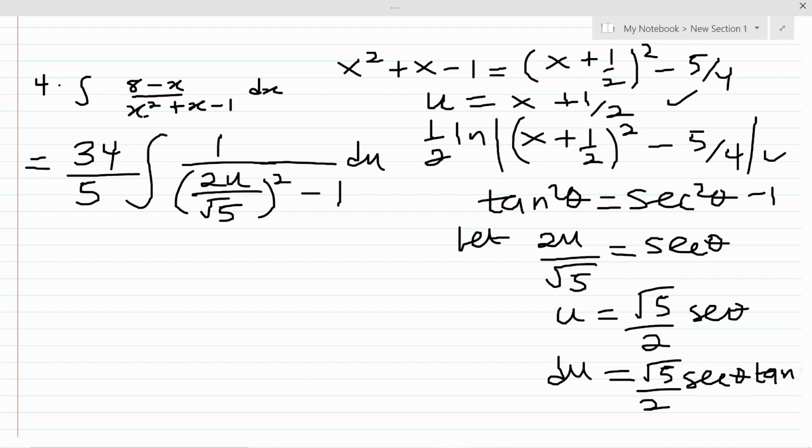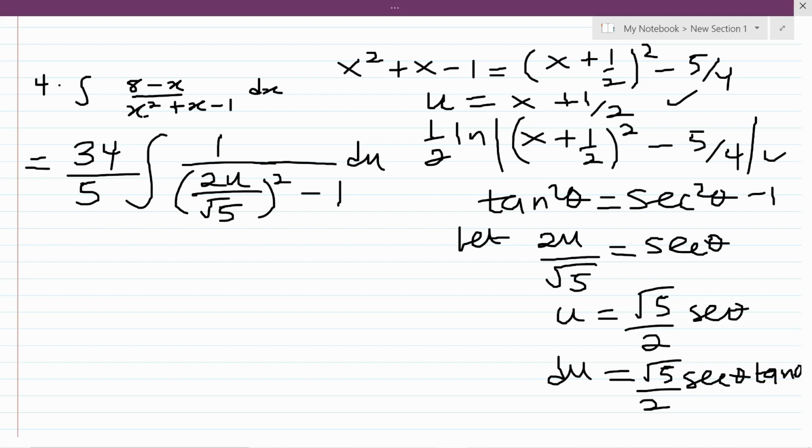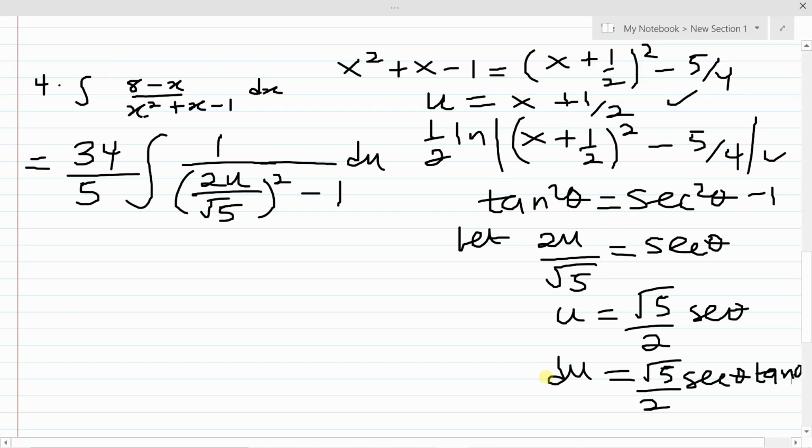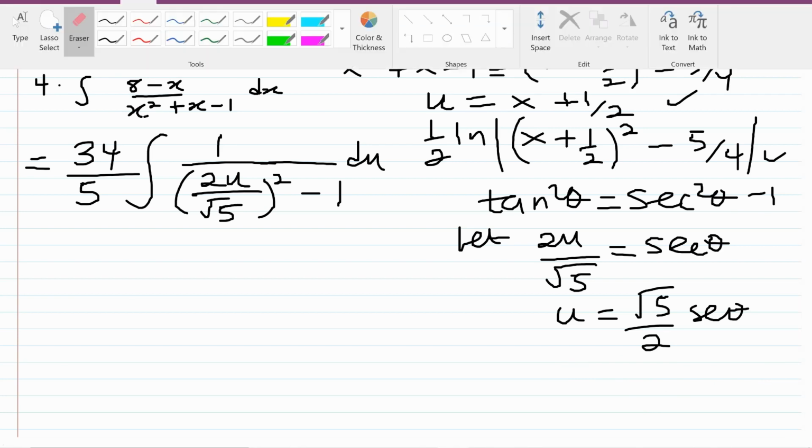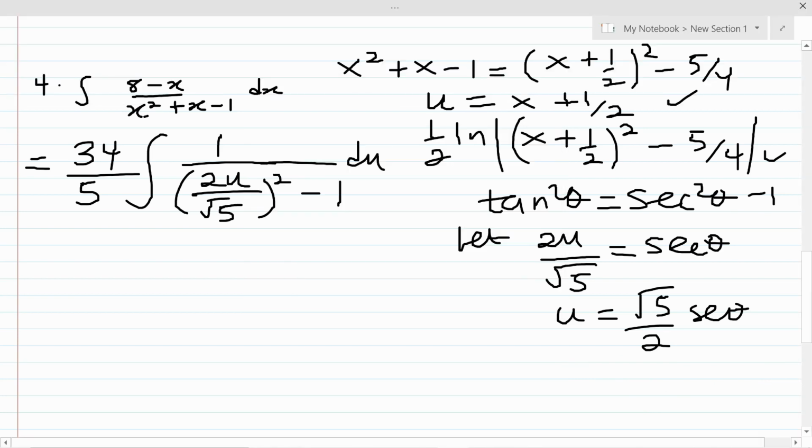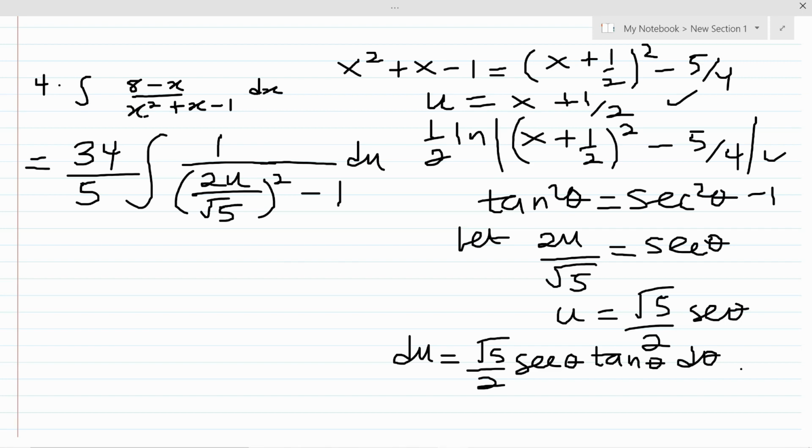I hope you can see. Let me write it well. So therefore our du will be equal to square root of 5 over 2 sec theta tan theta d theta. Alright, so like I said, if you don't know how to do trigonometric differentiation, I have a video on it. Just kindly check it up and see.